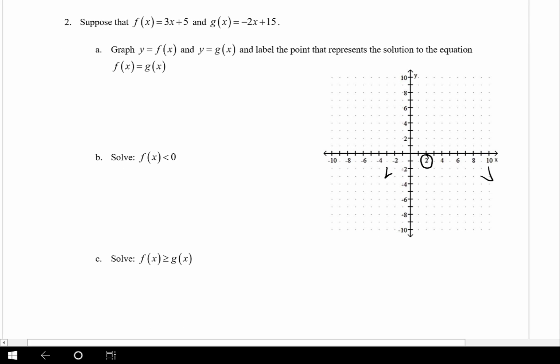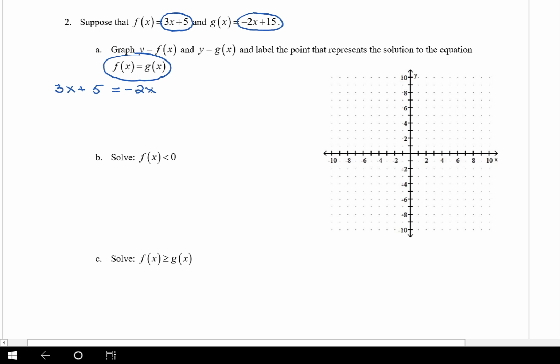Number 2, suppose that f of x is equal to 3x plus 5 and g of x is equal to negative 2x plus 15. Graph y equal to f of x and y equal to g of x and label the points that represent the solution to the equation f of x is equal to g of x.